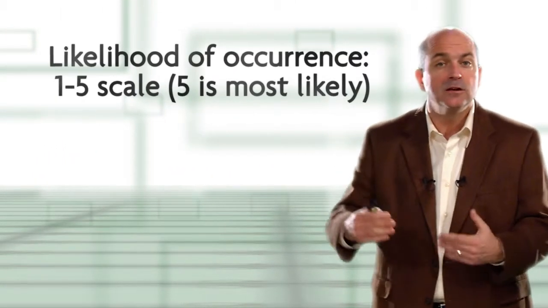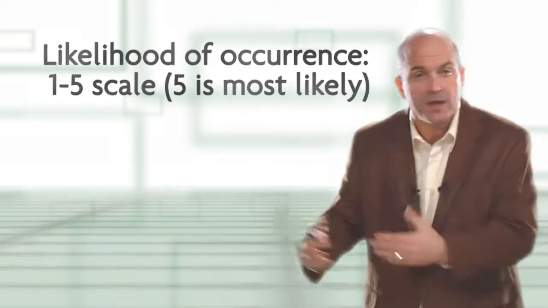Now, occurrence could be again on a 1 to 5 scale, with the likelihood of occurrence of a 5 being the highest. Now, for a simpler approach, you may wish to determine risk for each project by using a simple form like this.